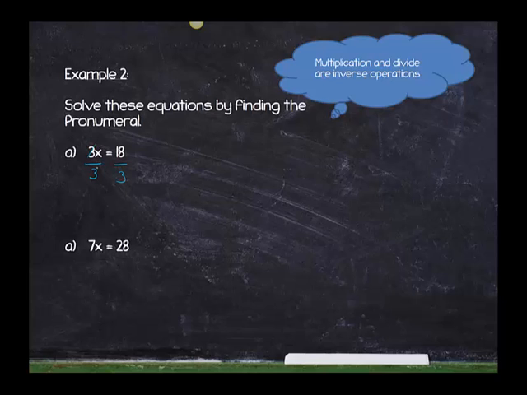So the 3's cross out because 3 goes into 3 once, 3 goes into 3 once. We're left with an x on this side. 18 divided by 3 is 6. Let's check that out. 3 times 6 is 18.